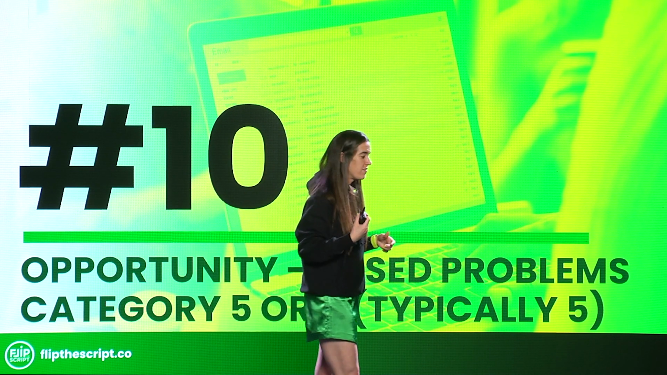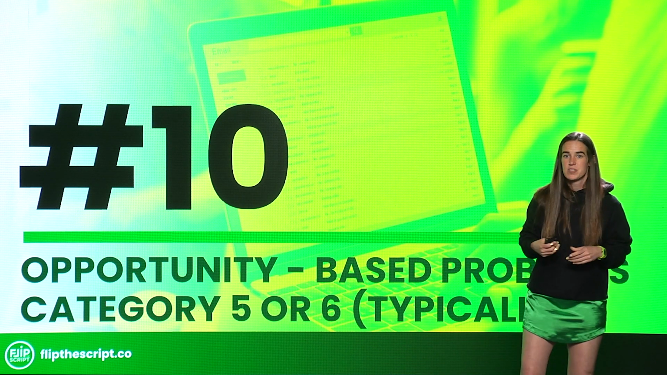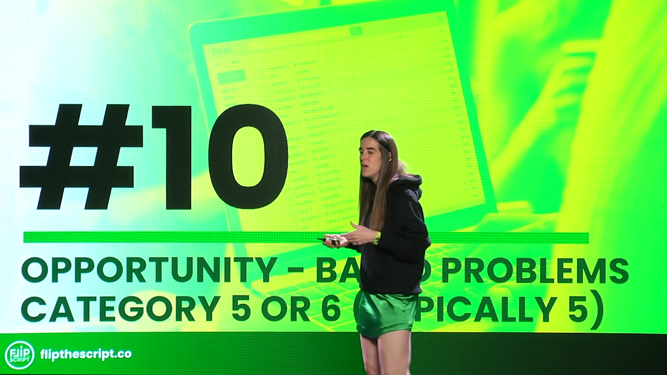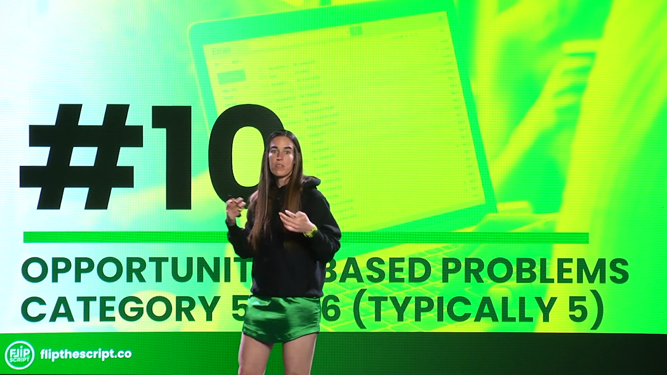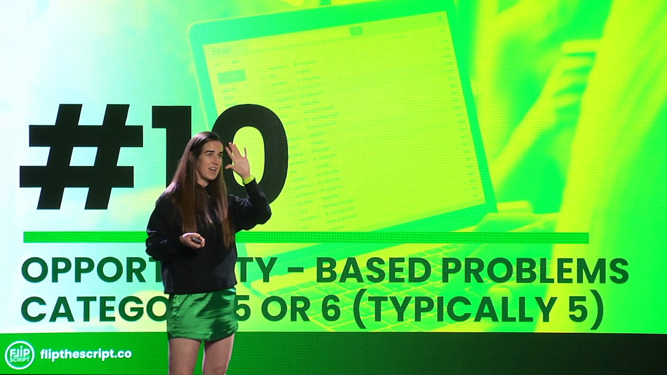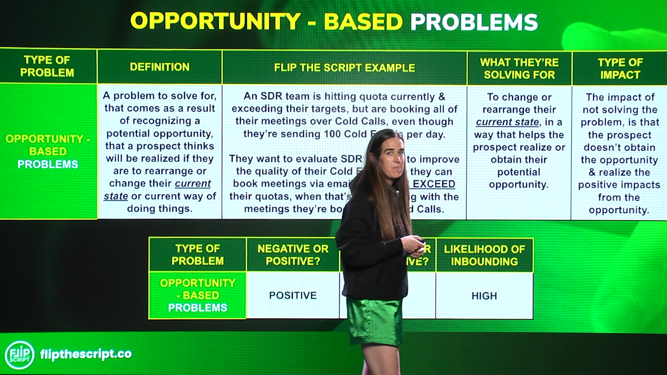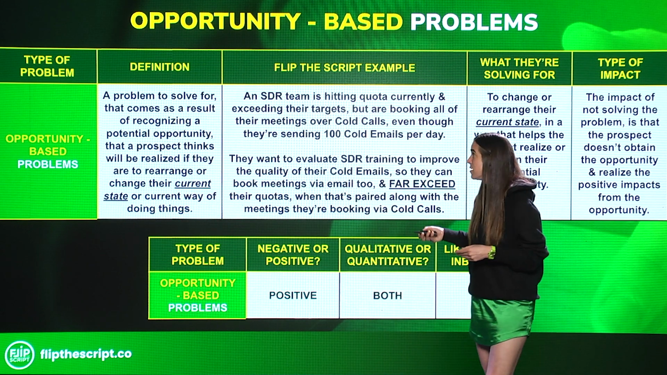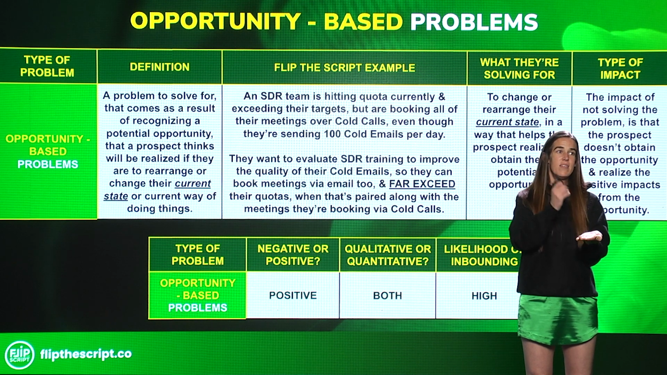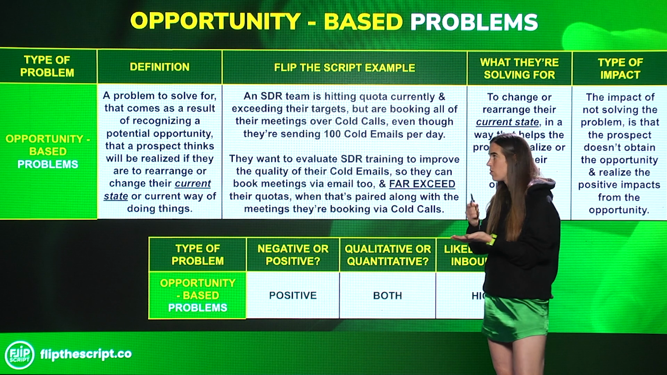Number 10, and then we have 11 and we'll close out. 10 is an opportunity-based problem. So this is category 5 or 6, meaning it's a positive problem, either in the current or the future that will potentially happen in the future. Typically, it's going to be 5, meaning they have a current opportunity in front of them. An opportunity-based problem is essentially a problem that comes as a result of they think there's a current opportunity that they will realize if they change their current state or way of doing things.